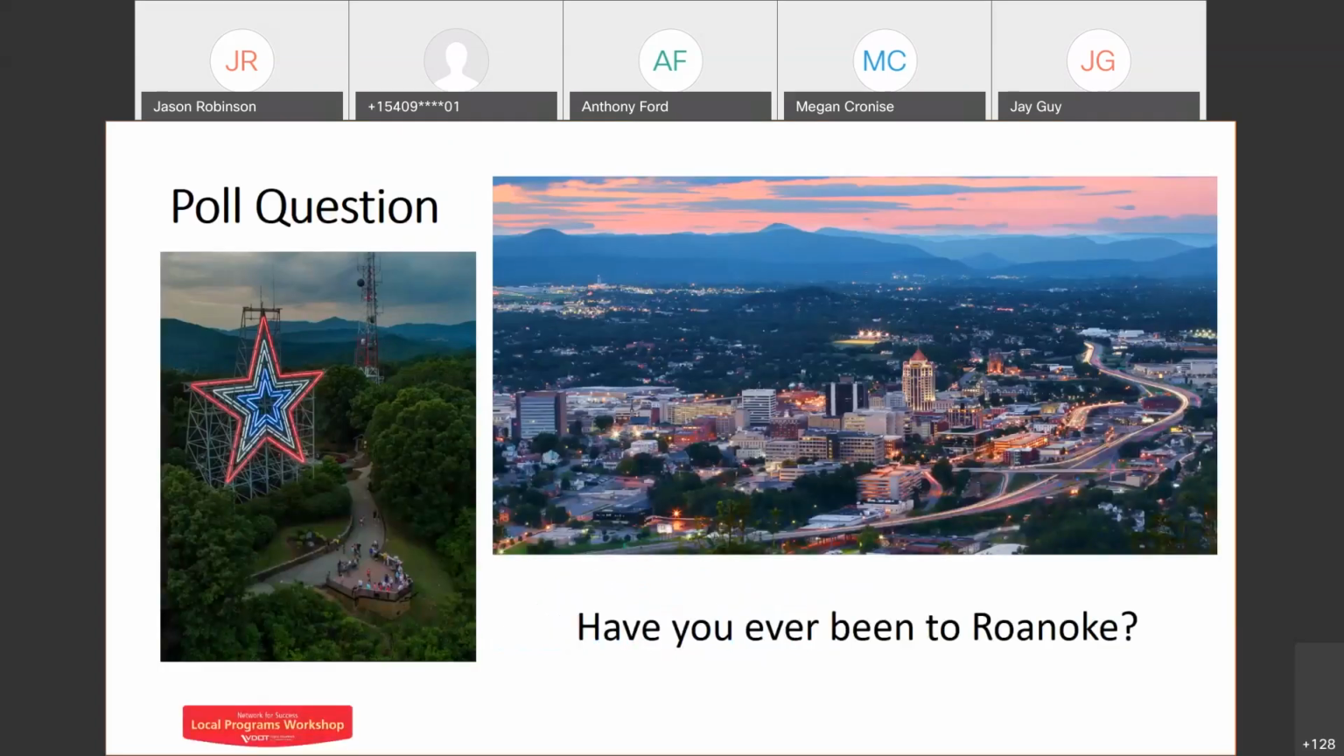We do have a quick poll question. Have you ever been to Roanoke? These images are technically pictures of the city of Roanoke, whereas I work for Roanoke County. We'll talk about that in a minute. So the options are yes, driven by but never stopped, and no. As you fill that poll out, we can go to the next slide and learn a little bit about Roanoke County.